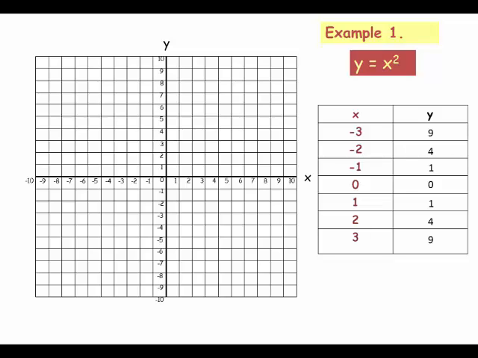We can plot these on our Cartesian plane here. So the point (-3, 9) goes there. (-2, 4). (-1, 1). (0, 0). (1, 1). (2, 4). (3, 9). So now I have all these values. Now we've got to draw a line.